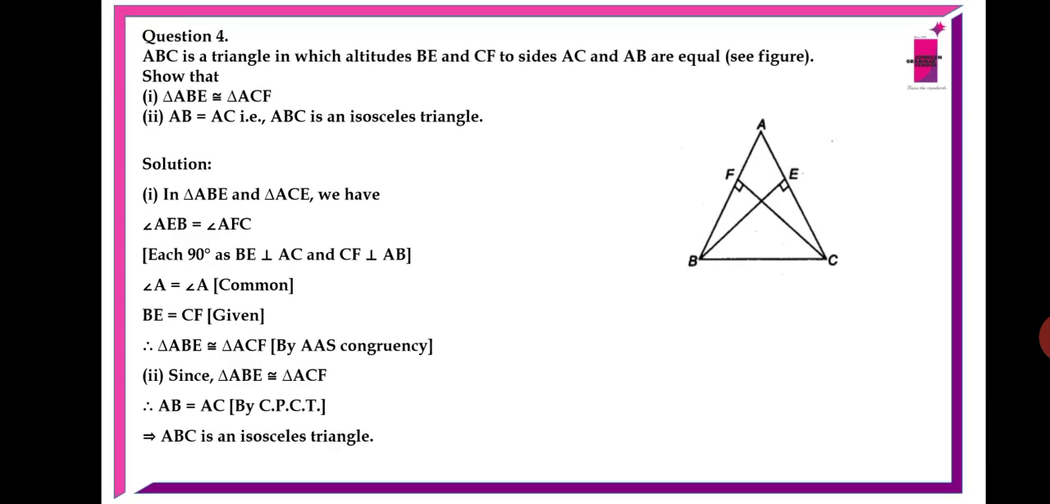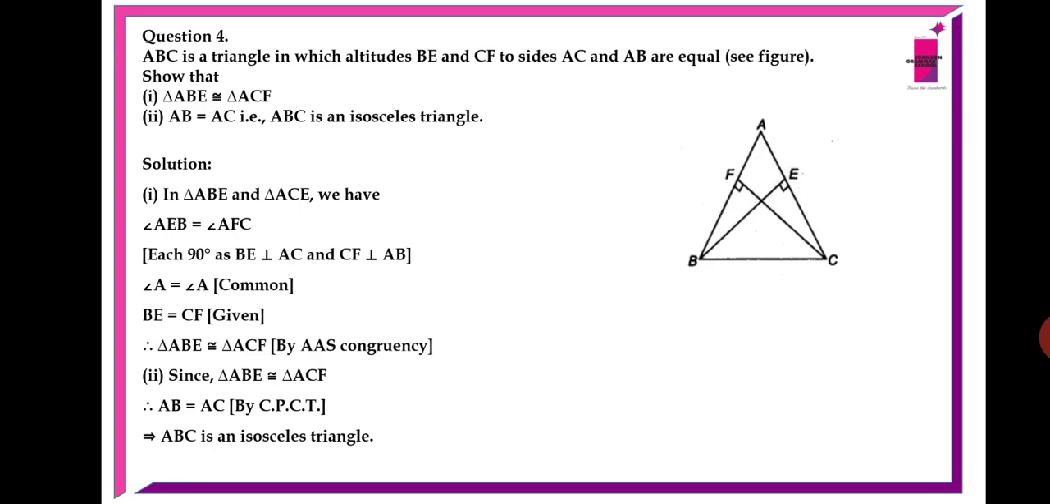Question number 4. ABC is a triangle in which altitudes BE and CF to sides AC and AB are equal. Show that triangle ABE is congruent to triangle ACF, and AB equal to AC, that is ABC is an isosceles triangle. You can see the figure ABC.